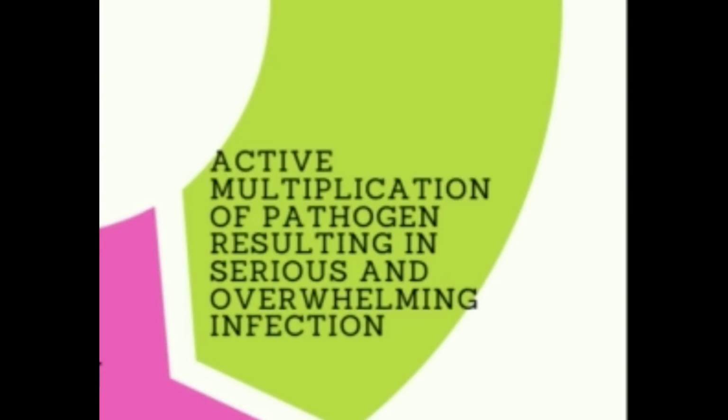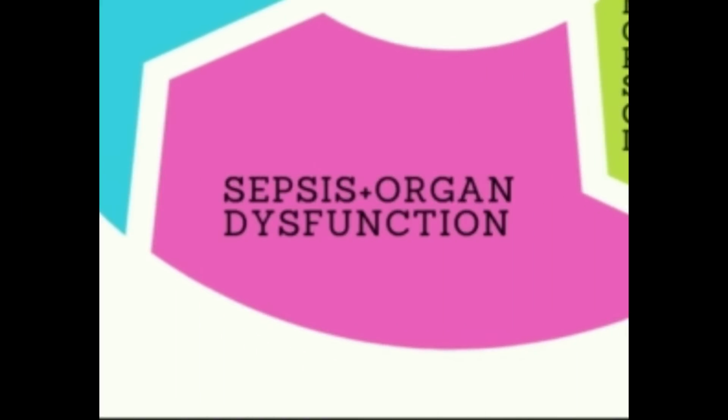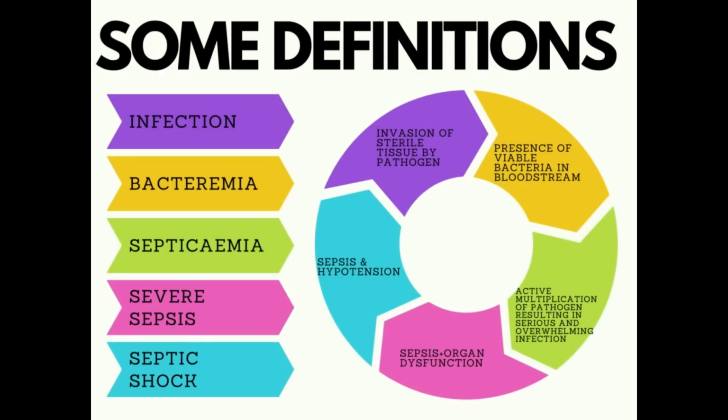If the condition worsens and the patient progresses further, there is development of severe sepsis, and severe sepsis is defined as sepsis with organ or tissue dysfunction. So just remember SIRS, then sepsis if there is documented infection, and if there is organ failure with sepsis, we call it severe sepsis.